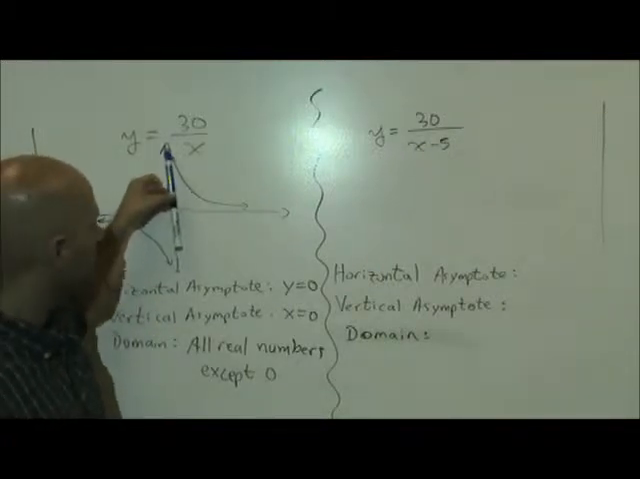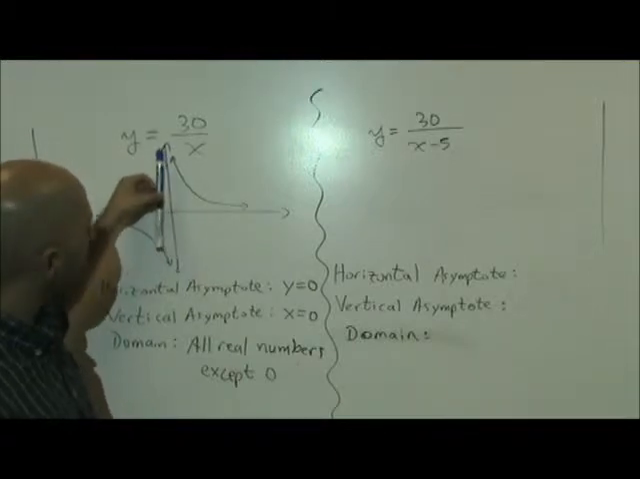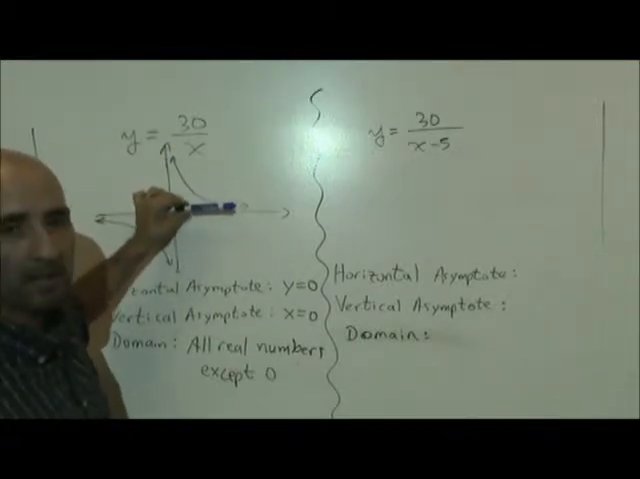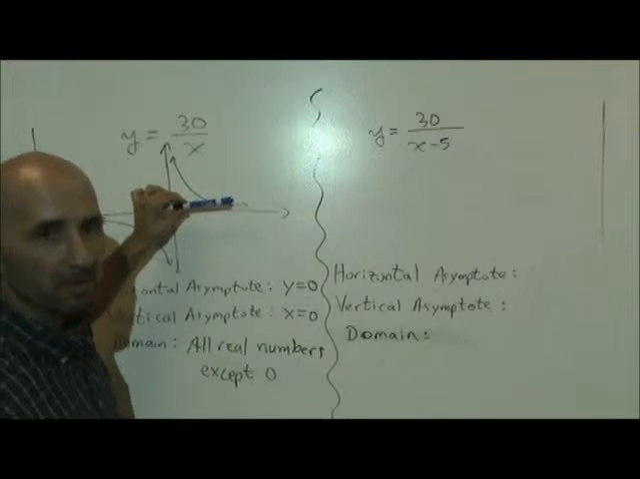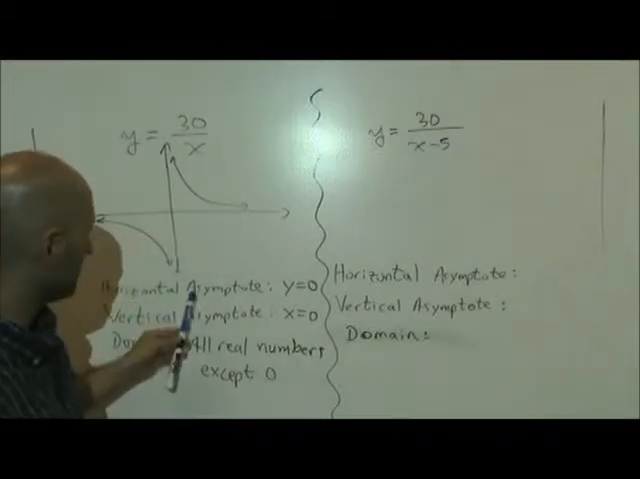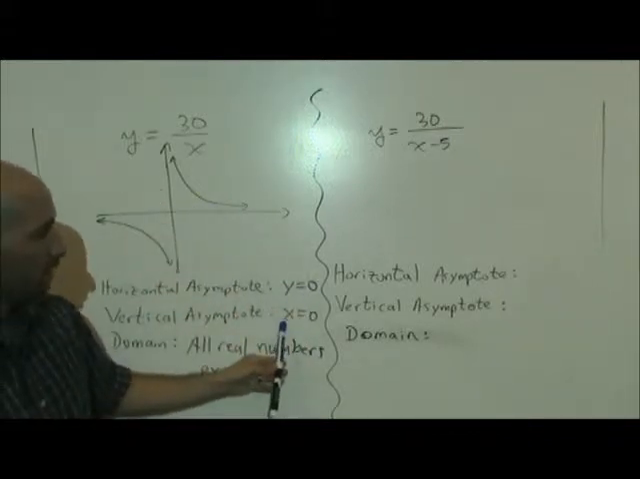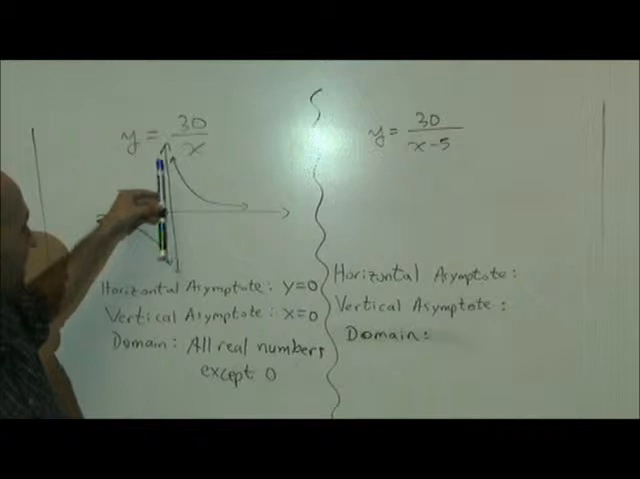It means that the graph approaches this vertical line but does not cross. This graph also has a horizontal asymptote of y equals 0. It means that the graph approaches that horizontal line but doesn't cross. So here we see the horizontal asymptote is y equals 0, that's that guy, and a vertical asymptote of x equals 0, that's that guy.